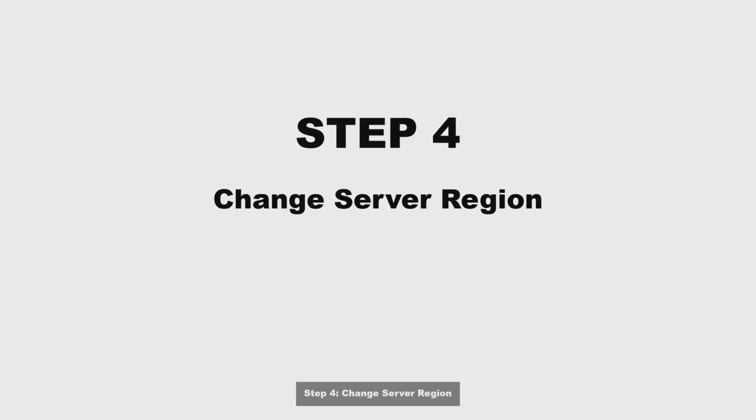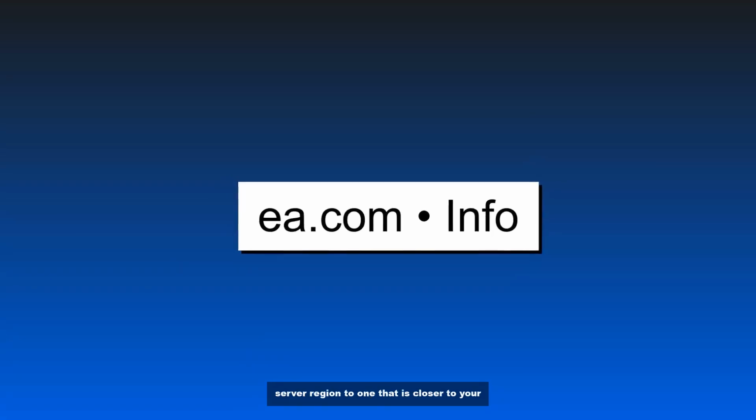Step 4. Change server region. In the game settings, try changing your server region to one that is closer to your physical location. This can help reduce ping and improve connection stability.